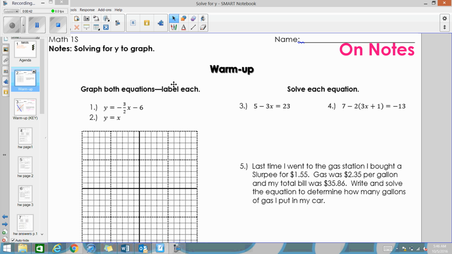So here's the warm-up. It's at the top of your note sheet. You're doing these 5 problems. So I'd like you to do these 5 problems, pause the video, and then start it up when you're finished.